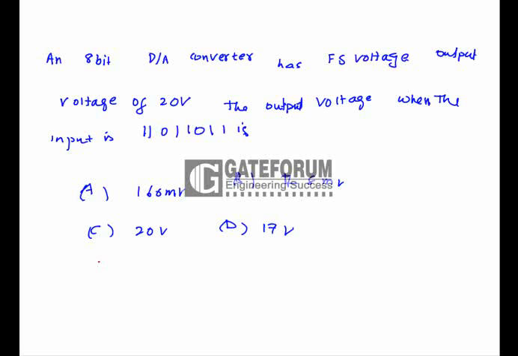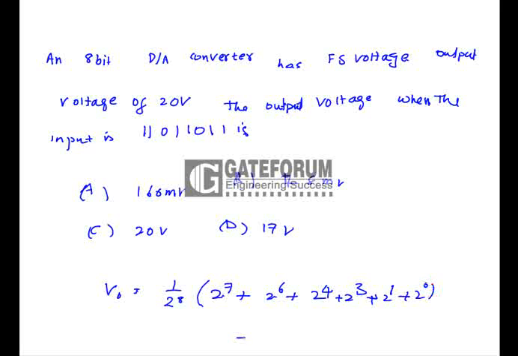An 8-bit D to A converter has a full-scale output voltage of 20 volts. The output voltage when the input is 11011011 is. Here V0 is calculated as 1 by 2 power 8, which is the step size, into 2 power 7, the weight of individual bit positions, 2 power 6, 2 power 4 plus 2 power 3 plus 2 power 1 plus 2 power 0, which equals 219 by 256 into 20, which equals 17 volts. That is option D is correct.